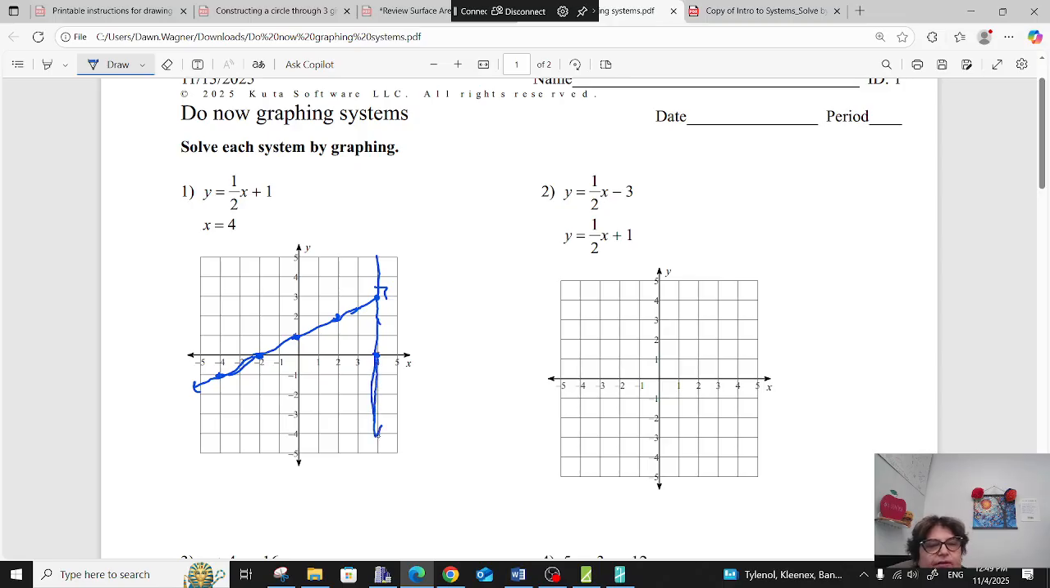Yes, very good. So now that I can see where it crosses, what am I going to write right here? Is it no solution, or do I have a point? Yep, 4 comma 3. Yay!